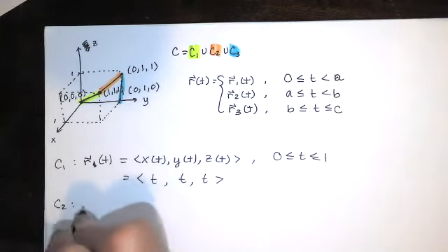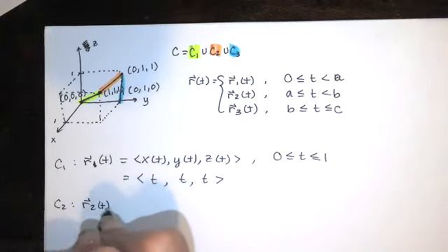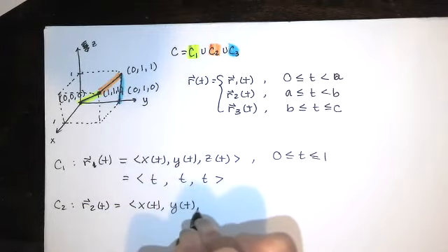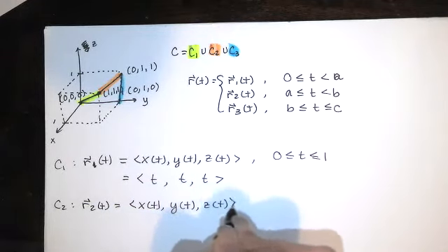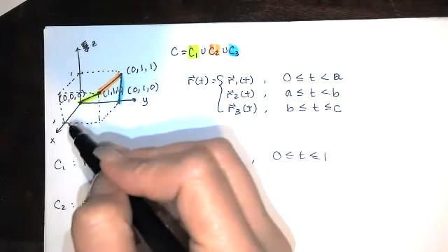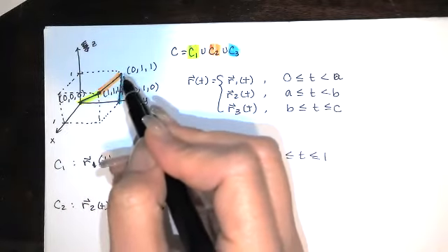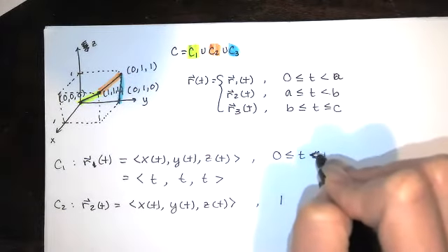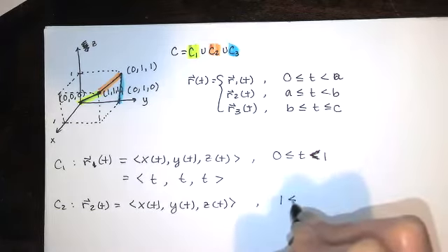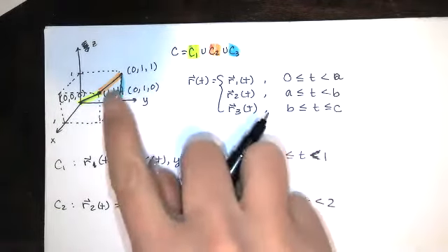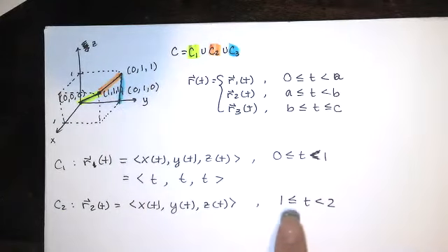For the next piece, I want the same thing. Notice we're traveling 1 unit of distance. x is starting at 1 and going to 0. So let's make that strictly less than. Let's go from 1 to 2 here. Since we're going 1 unit of distance, let's do that over 1 unit of time.